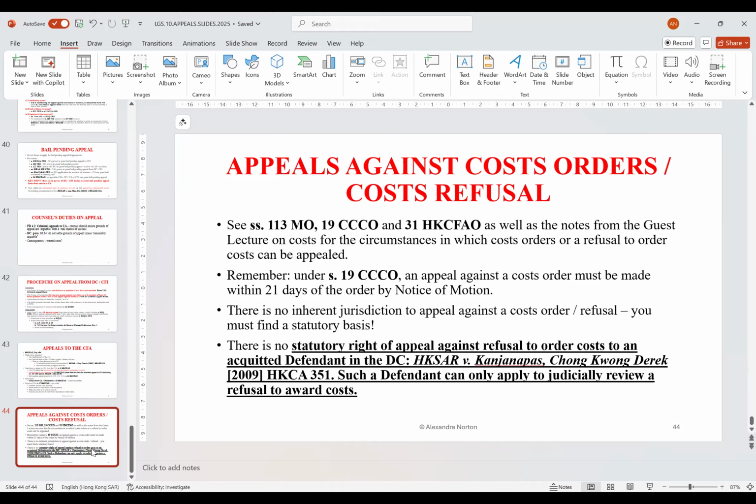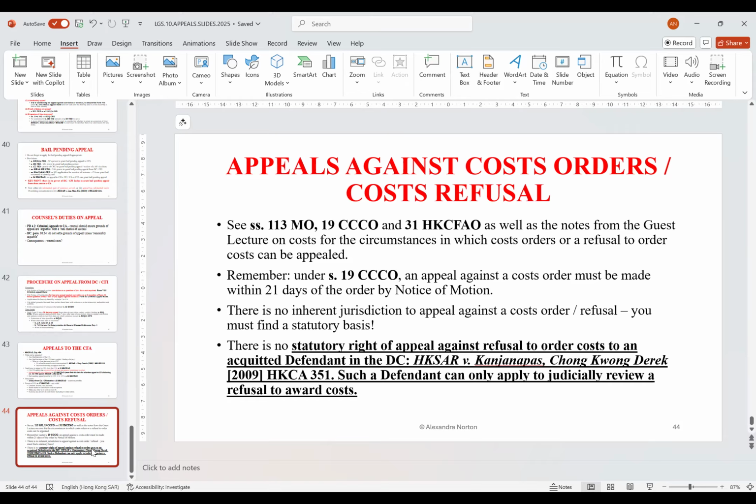So if in the exam you are asked whether there are grounds of appeal, and you will be, and you see that a costs order was imposed, then you may wish to consider whether the defendant has good grounds to appeal the costs order. If so, the procedure is set out there in the second bullet point, okay? But you can only appeal a costs order or a refusal if there is a statutory basis to do so.